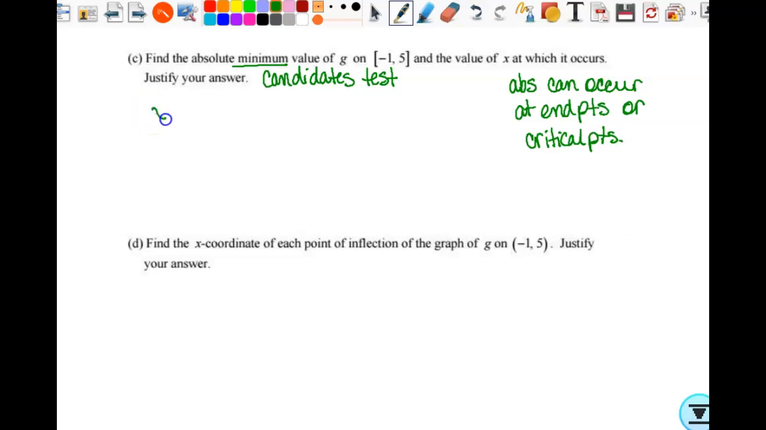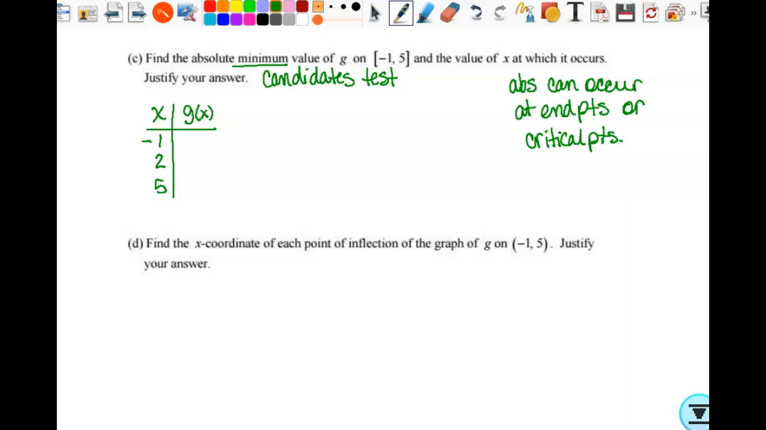All right, so my candidates test, and here we're using x and g of x. So when you look at that graph, you're going to have to look up at your graph so I don't have to keep scrolling back and forth. The endpoints are when x equals -1, when x equals 5 is the other endpoint, right? And then my critical points happen at 2. That makes sense?